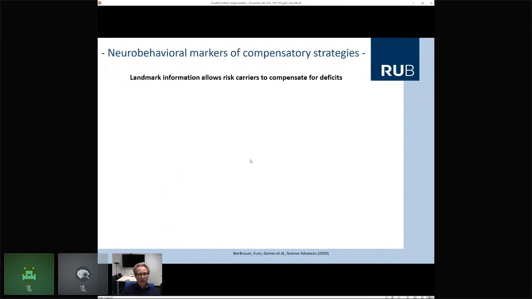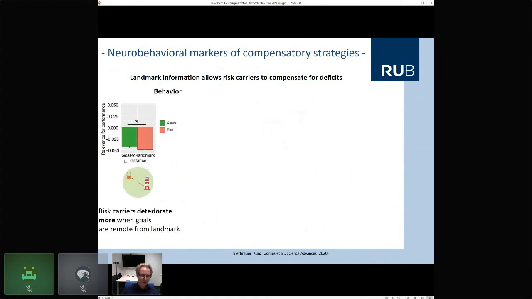We next tested for neurobehavioral markers of compensatory strategies and found that the landmark information allowed the risk carriers to compensate for deficits. And so we found that all participants in the landmark task did better when the basket, so the goal, was closer to the landmark, and were deteriorated in those trials where the basket was further away. However, we found that this relationship was more pronounced in the risk carriers.